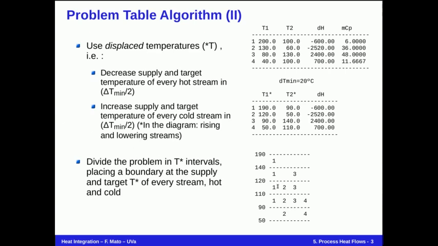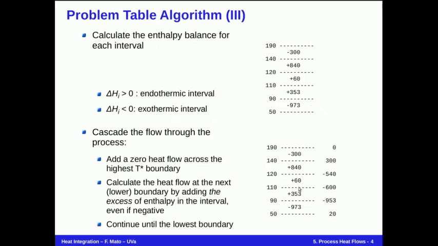Then, for the different chunk of a stream in every interval, we're going to calculate the enthalpy balance for each interval. Some of these enthalpy calculations will be positive. This is an endothermic interval that needs heat. Some of them will be negative. These are exothermic intervals that have heat in excess. Of course, this is just a convention.